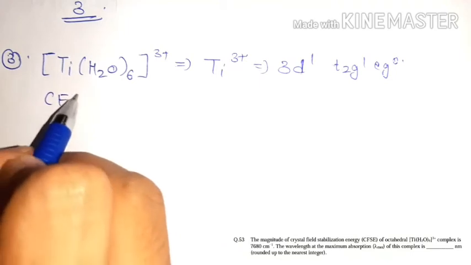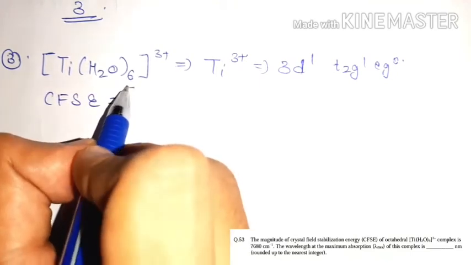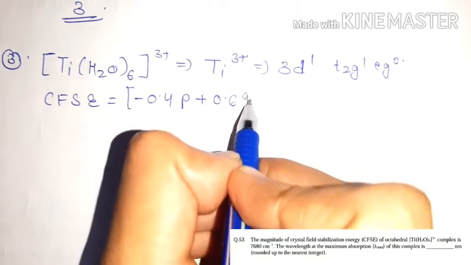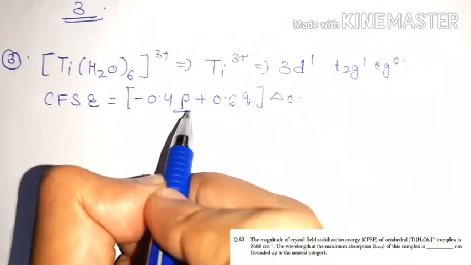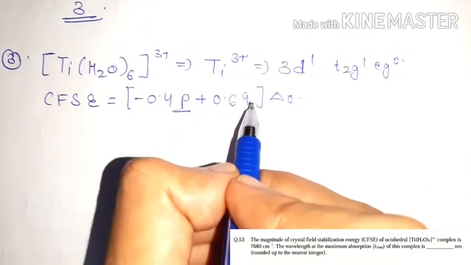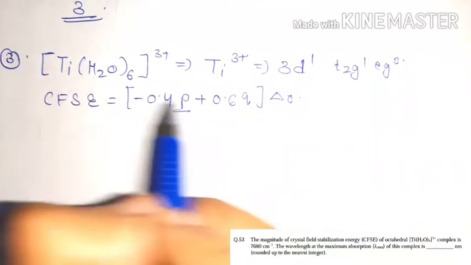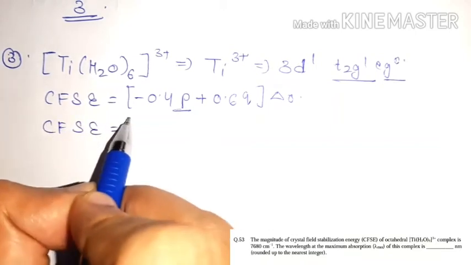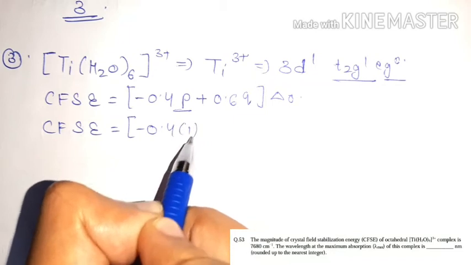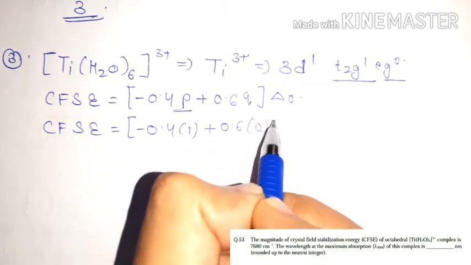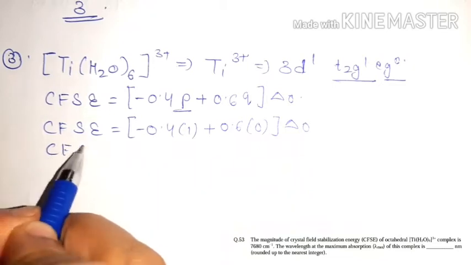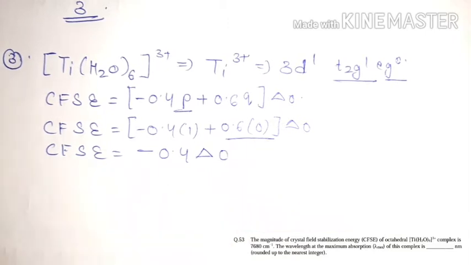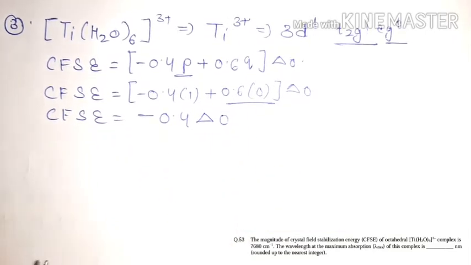And we know in an octahedral complex the value of CFSE will be given by (-0.4 P + 0.6 Q) ΔO, where P is the number of electrons in the t2g orbitals and Q is the number of electrons in the eg orbitals. And in this case the number of t2g electrons is 1 and eg is 0. So here the value of CFSE will be given by (-0.4 × 1 + 0.6 × 0) ΔO, which is equal to -0.4 ΔO, because this term will become 0. So we have CFSE as -0.4 ΔO.